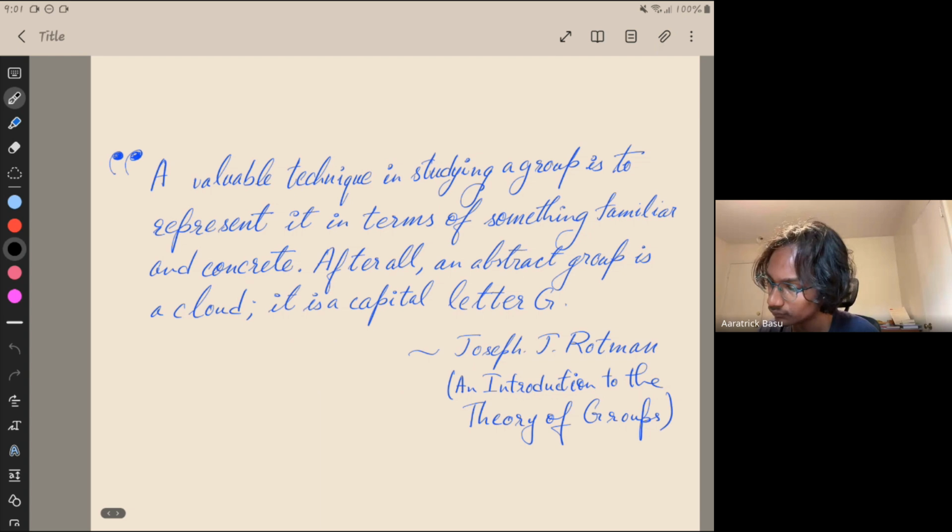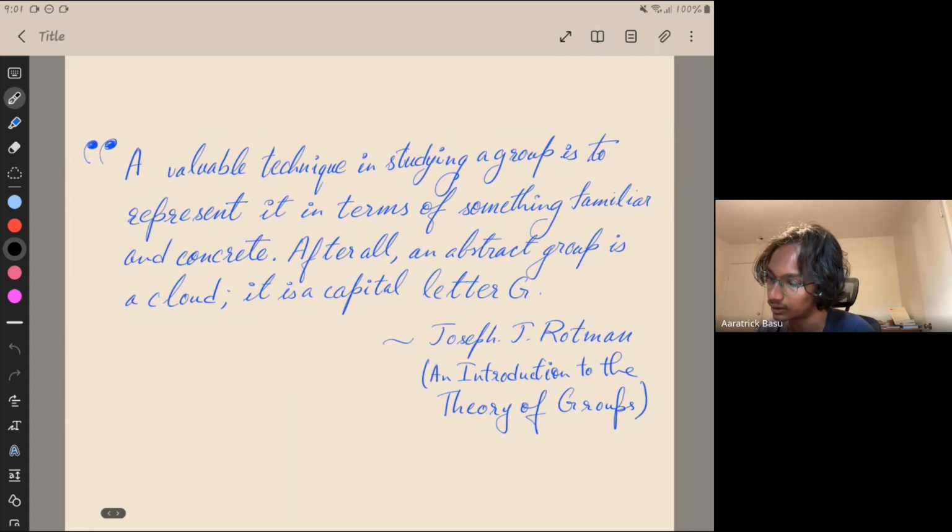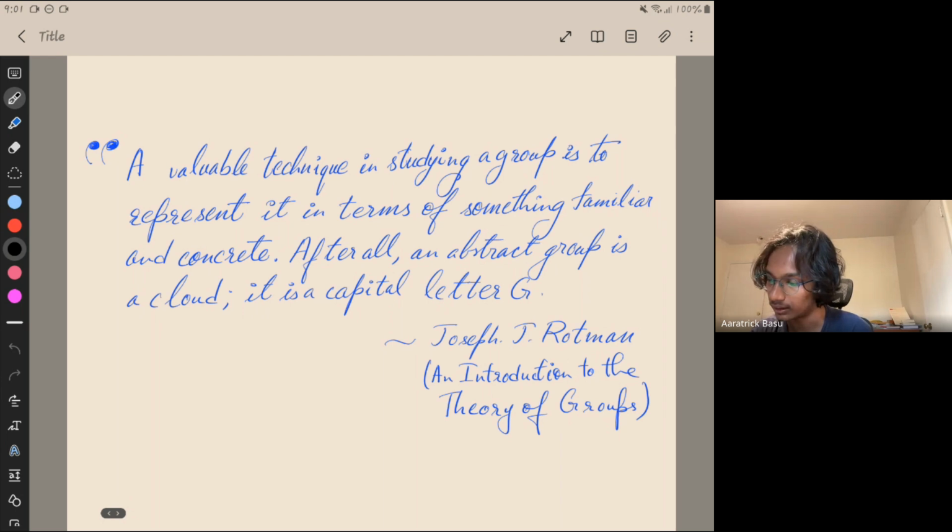So let's begin. I wanted to begin with this quote that I really like, due to Joseph Rotman. It says, "A valuable technique in studying a group is to represent it in terms of something familiar and concrete. After all, an abstract group is a cloud. It is a capital letter G." So given just an abstract group, it's often not possible to get any information about it unless it's a very simple one. So we often try to understand abstract groups by trying to understand how they act on objects.